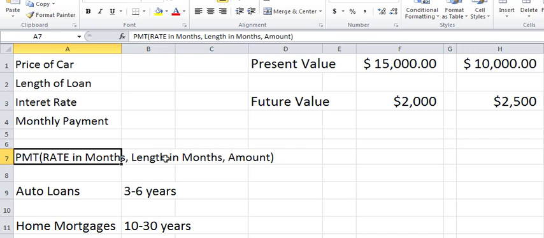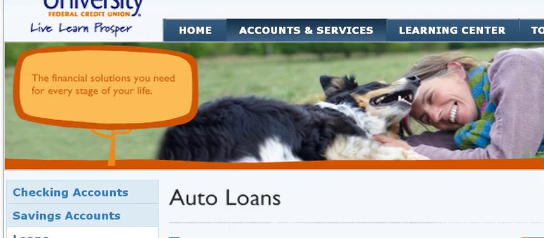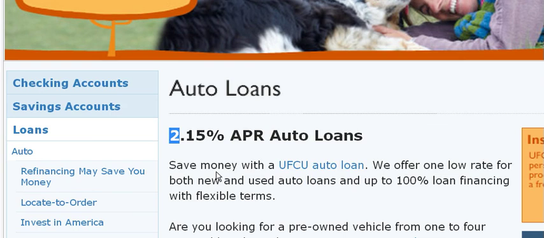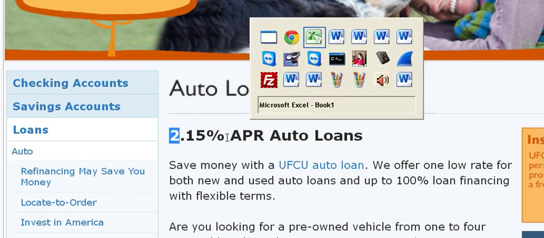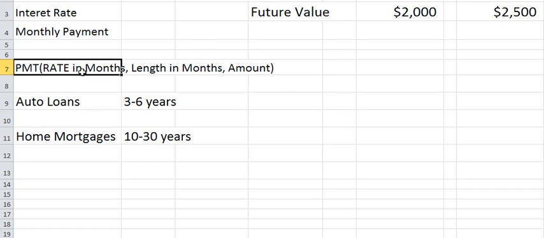For example, let me flip over here and show you an advertisement for a federal credit loan, and it mentions 2.15% APR. The A there stands for annual. So they're going to give you terms annually, and so what we're going to do is convert them back to months. So you just divide by 12. Any rate I give you will always be in annual terms, and you'll convert it back to months for this first part.